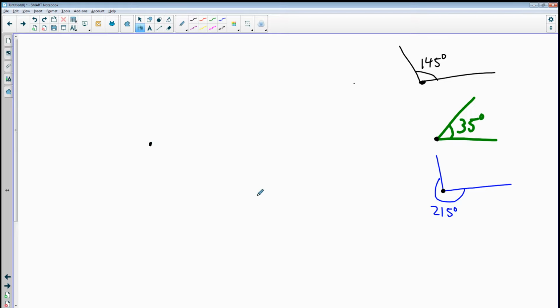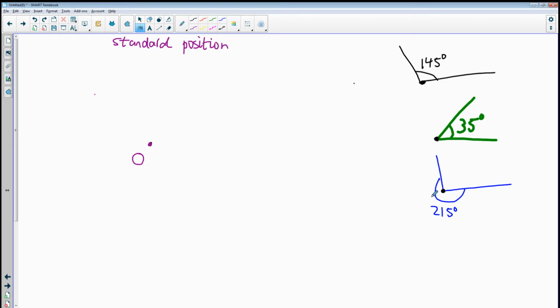So this is a standard position. Oh, I should use a different color than all of them. Let's use purple. So all the pointy ends are going to meet together. All the angles in standard position better have the pointy ends at one spot. We call that the origin. So this is a standard position. So this is the origin. All the angles' vertex is at the origin.